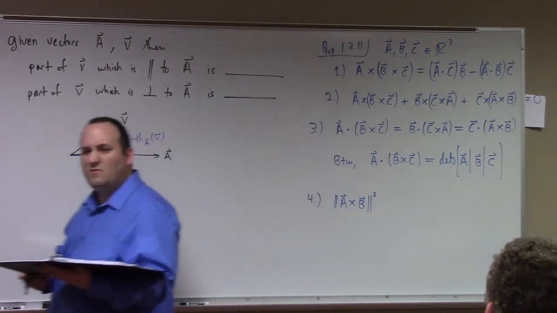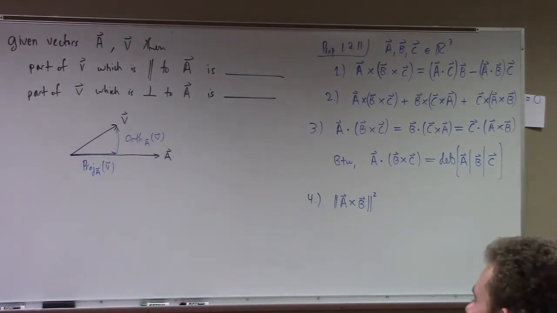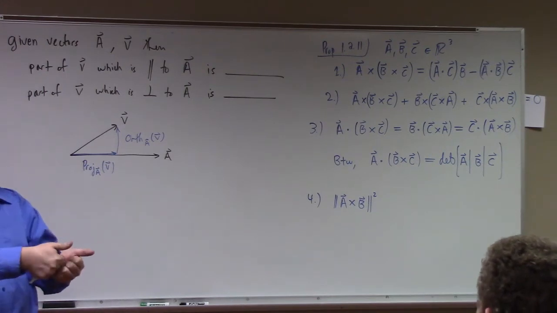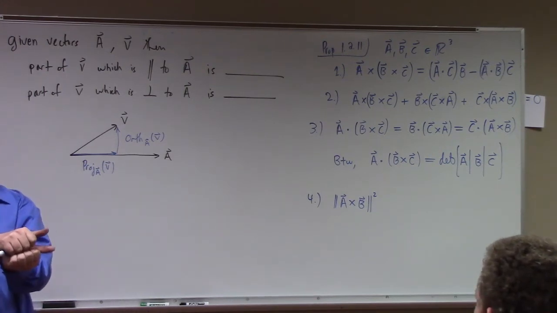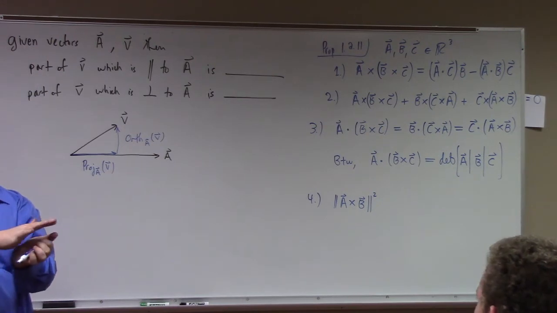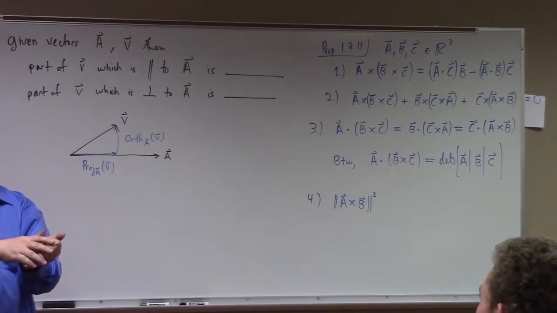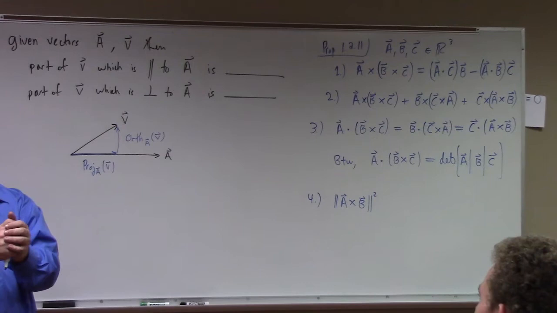Let's see here. What would happen if any two of A, B, and C were collinear, if they pointed in the same direction, for example? What would happen to the triple product? Suppose A and B are in the same direction. What happens? The right-hand rule is kind of hard to imagine. You cross your right hand into your right hand, but that doesn't work. The right-hand rule breaks down, by the way, in that case.